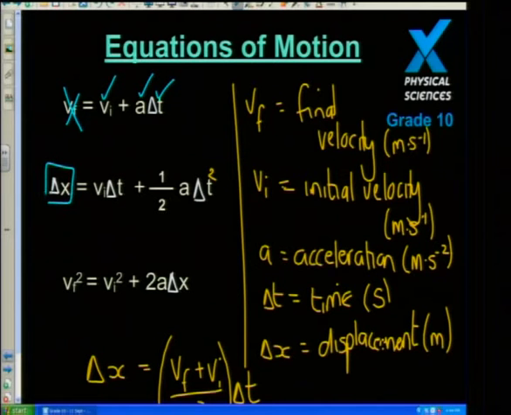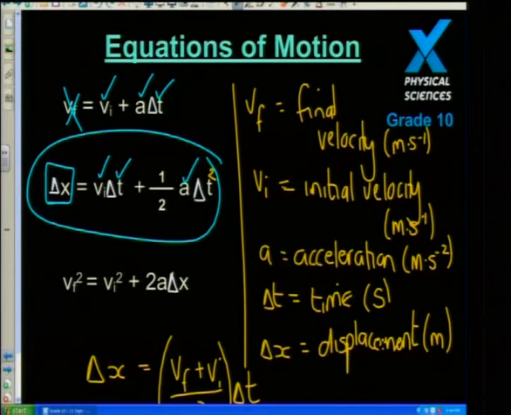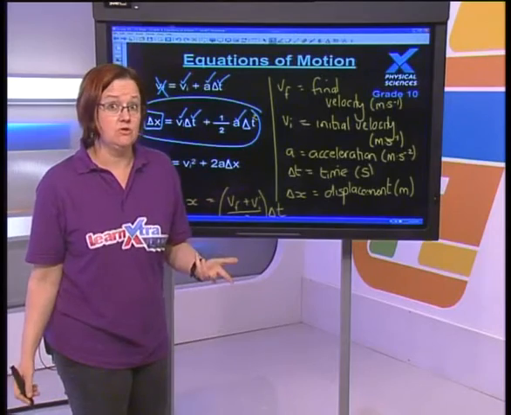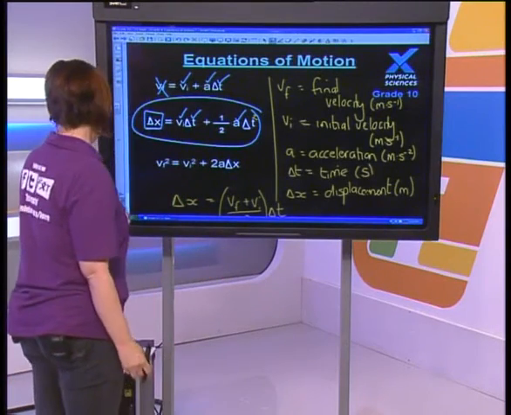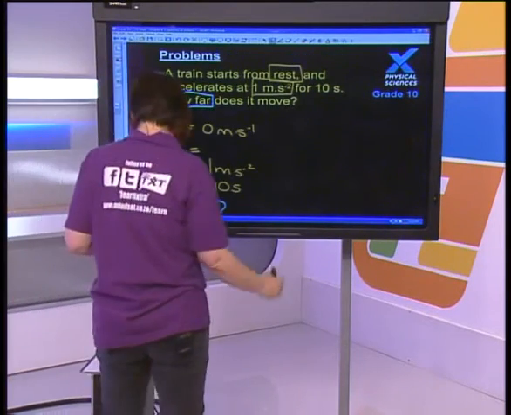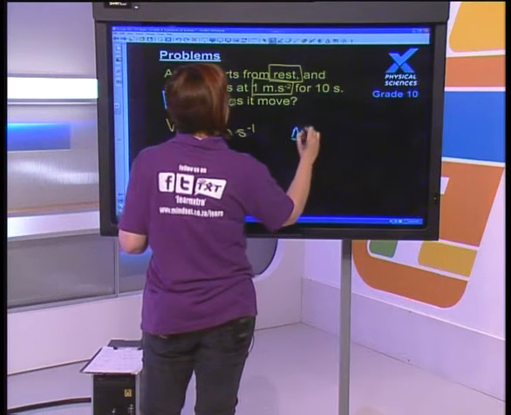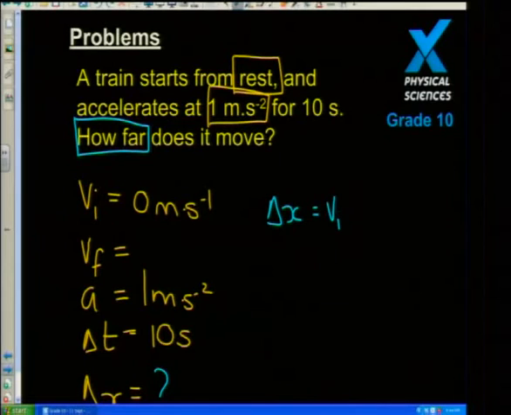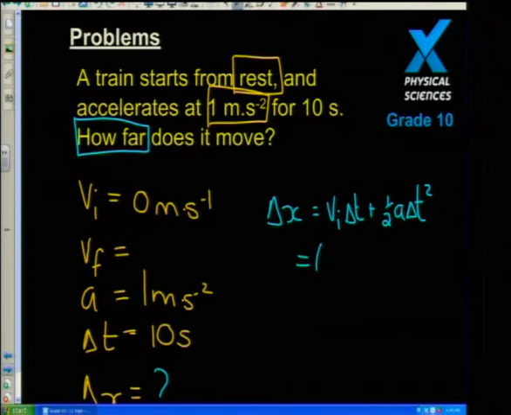I want displacement. I know initial. I know time. I know acceleration. Brilliant. That's the equation I need to use. It's exactly what you do, grade 10s. You go through it step by step. So we go, okay, I want to use delta x equals vi delta t plus a half a delta t squared. I wrote my list so it becomes easy.